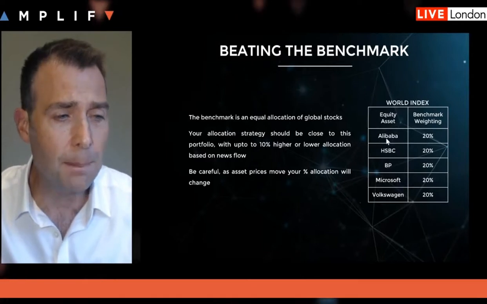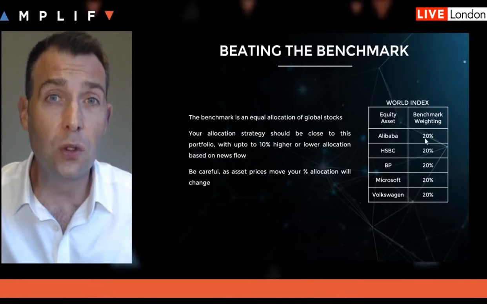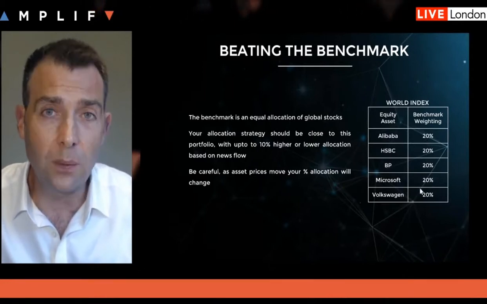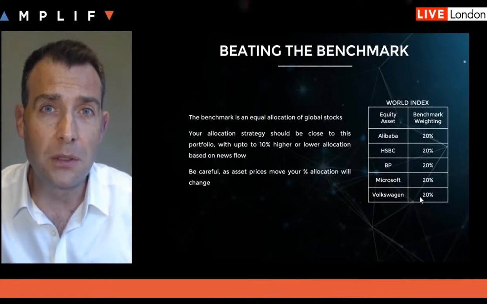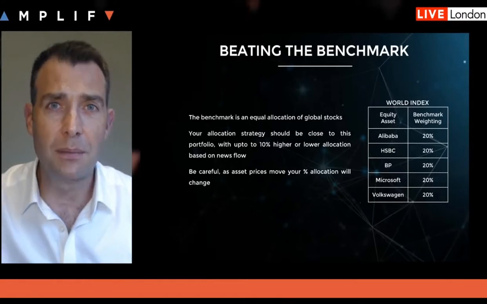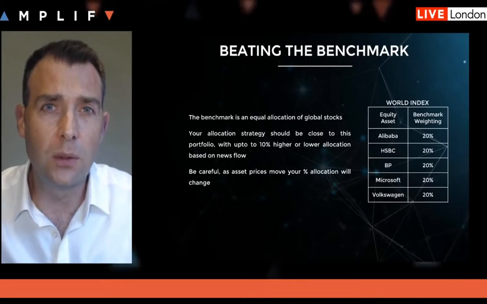So if bad news comes out about Alibaba, for example, you might reduce your weighting to 10%, let's say, and you might increase your weighting in the others. So that's what we want you to do. You're really to hold a diversified portfolio as an asset manager. You'll be pushing your trades through the investment banks, but I want you to react to the news and tweak your portfolio accordingly.